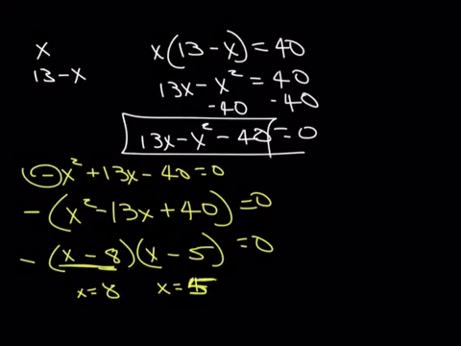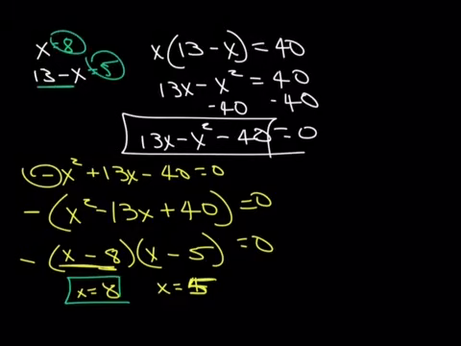So how does this work? If x is 8, so if one of the numbers is 8, then 13 minus 8 has to equal 5. So those are two numbers. If x is 5, the other one has to be 8. So the numbers that you're looking for are 8 and 5.